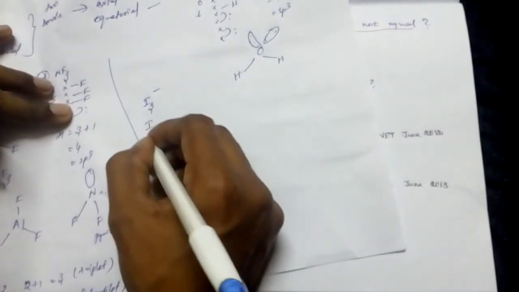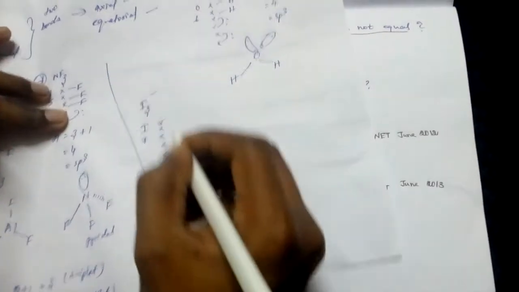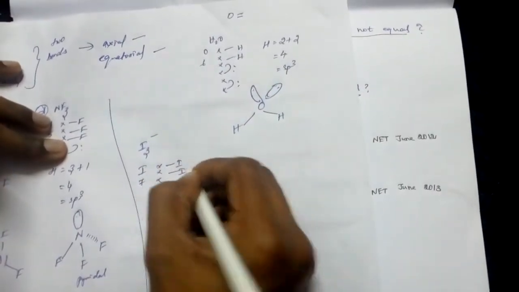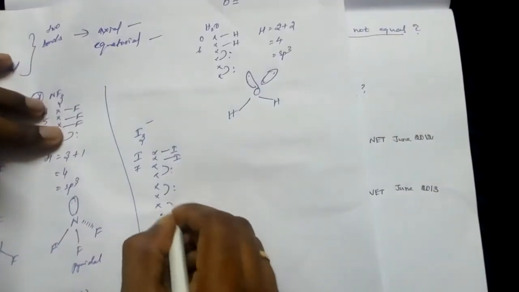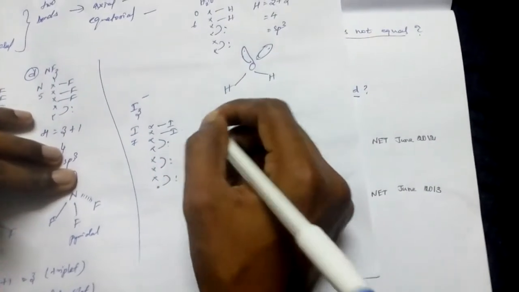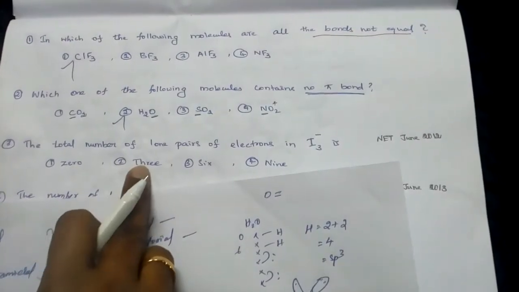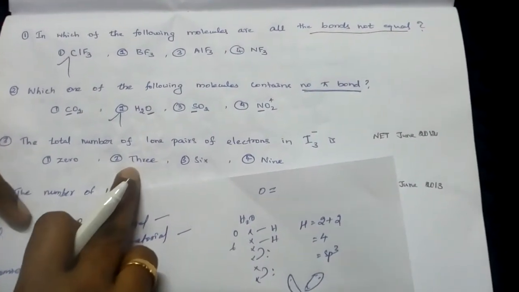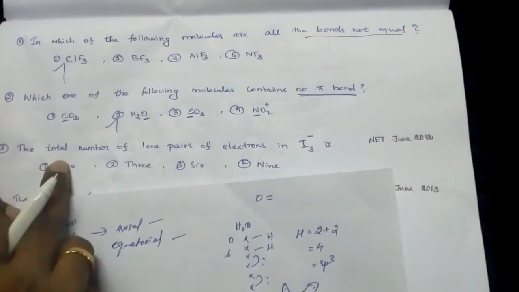In I3 minus, the central atom is iodine. Iodine comes under the seventh group, so 1 2 3 4 5 6 7. Iodine gives 1 2, and since there is one negative charge, put 1, so this is 2. Everyone immediately answers 3 lone pairs. But if they ask for the total number of lone pairs, that means the lone pairs of all atoms. So don't blindly answer 3.